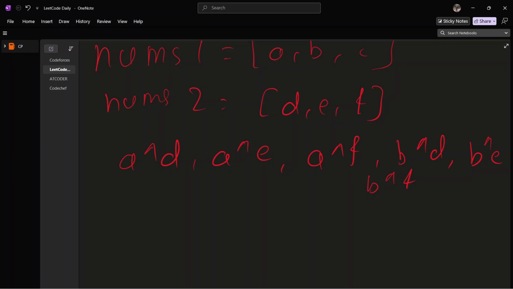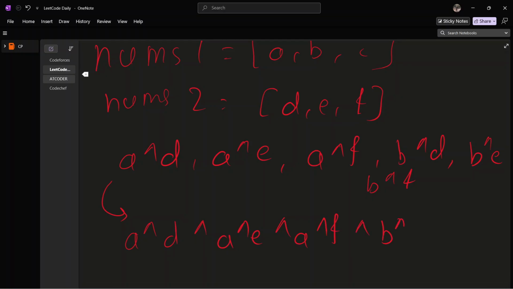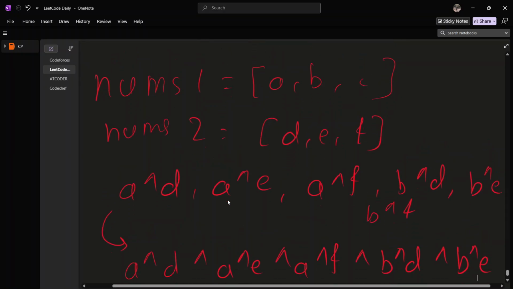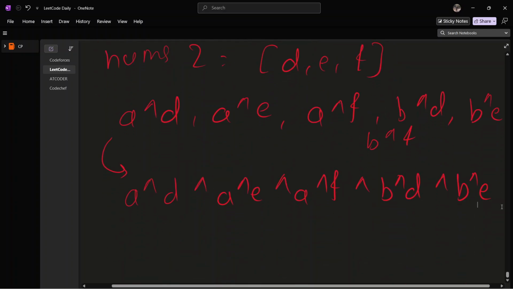And this will finally be equal to, let's take A or like we'll take XOR of this. So this will become A XOR D, XOR A XOR E, XOR A XOR F, XOR B XOR D, right? Now, if you think about this, D will come how many times in this equation?